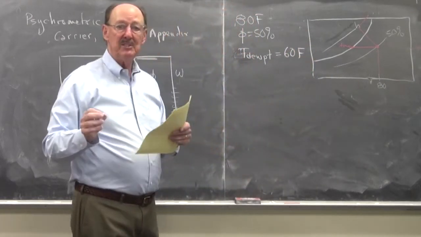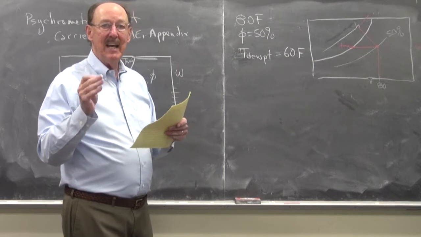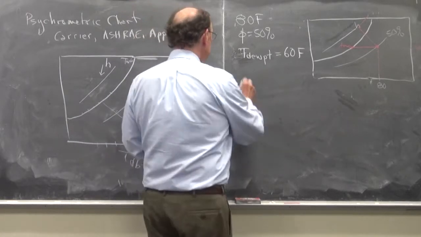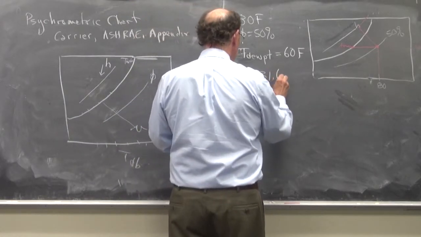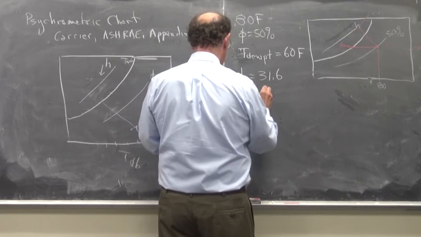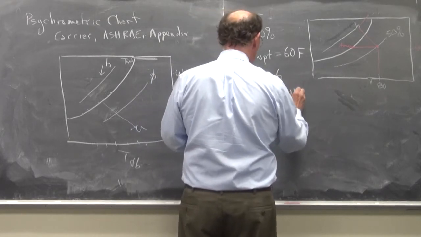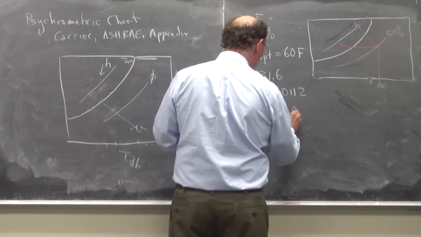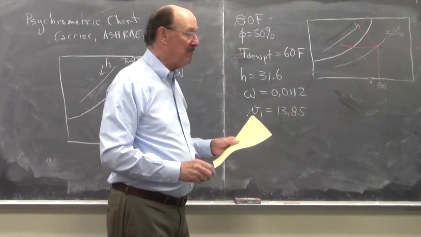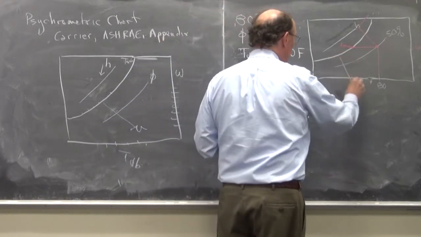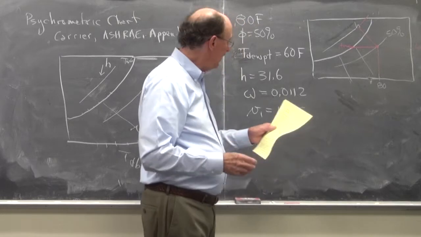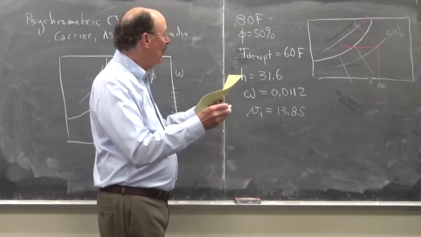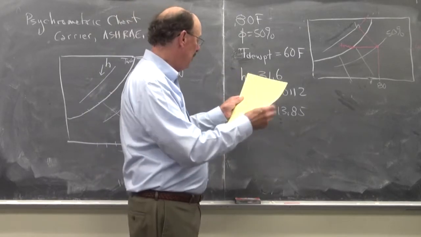Now, one of the things you'll notice is that this is not precise, in that there'll be some variation. You could say, I get 60.3. It's all fine. We get an enthalpy of 31.6. We get omega of 0.0112. And we get a specific volume of 13.85. You will particularly find that the specific volume terms vary greatly, but see if you can find those. And so that's how you use the chart.